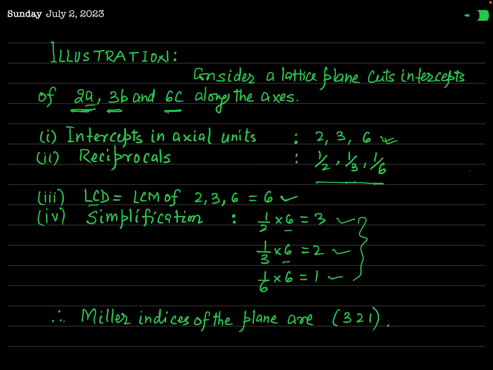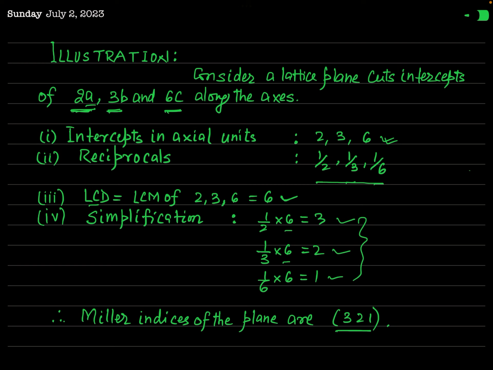And we write these three numbers inside the bracket. So the Miller indices of this plane, whose intercepts on the crystallographic axes are 2a, 3b and 6c, is (3 2 1). Okay, I think you have clearly understood how we can find the Miller indices of a given crystal plane if the intercepts on the three crystallographic axes are given.